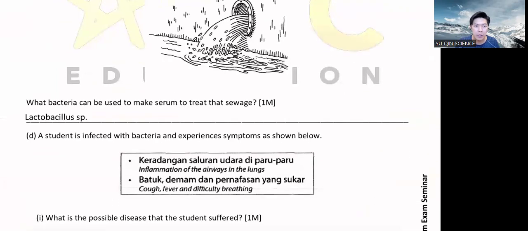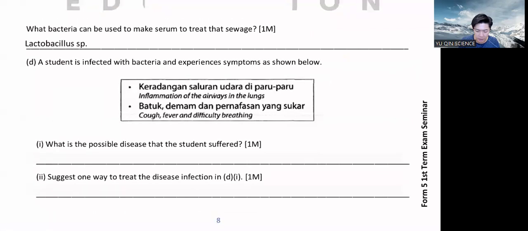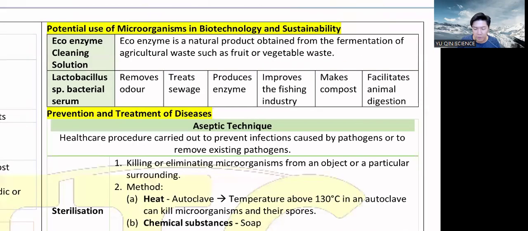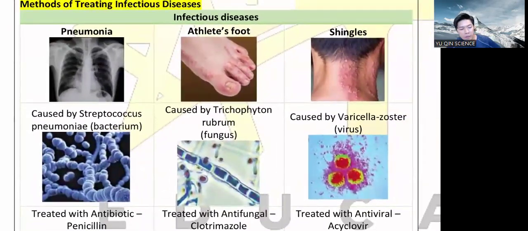I have to remember the name law. Okay. Yeah. Good. Okay, a student is infected with bacteria and experiences symptoms below bacteria. Okay, inflammation in the airway and the lung, cough, cough, fever, difficult breathing. What disease? Okay, actually, this one belongs to the last part of the chapter. Okay, infection in the lung. Some more is bacteria. Some more cough, cough. Okay, very straightforward. From your textbook, there's only 3 diseases that your textbook wants you to know.